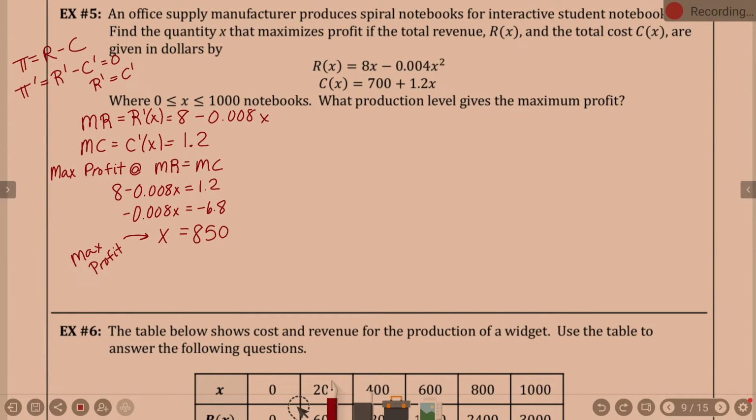Okay. What production level gives the maximum profit? And what production level is that? 850 notebooks. Now, that's all it asks right there, isn't it? I must have looked at the answer key and there was that direction there. I'm not going to take my time to go through all that. They do some check work in the notes, if you look at the notes key with all of this, but I'm not going to take time to do that. I am curious, though, what will the max profit be?